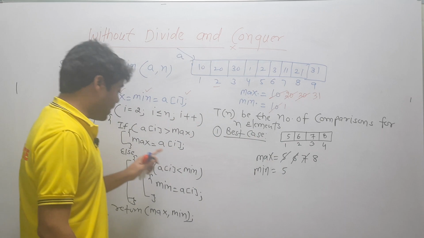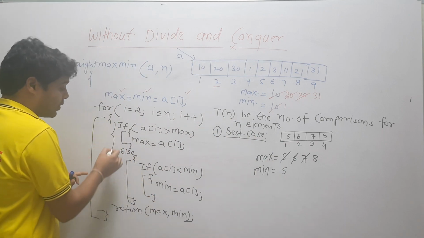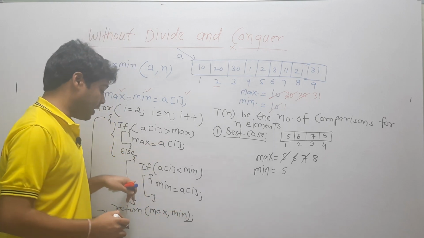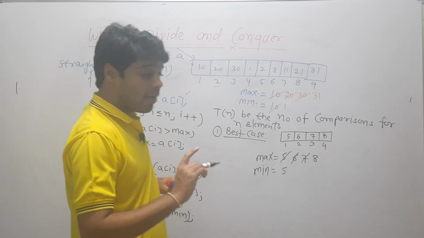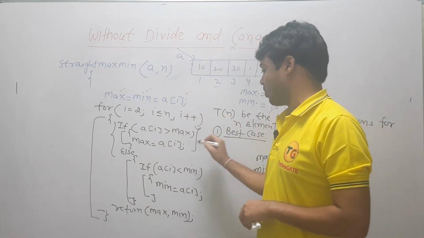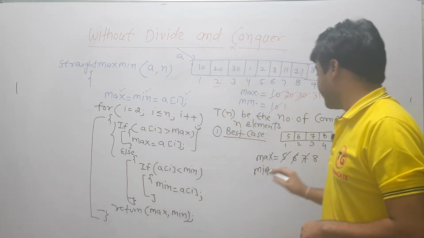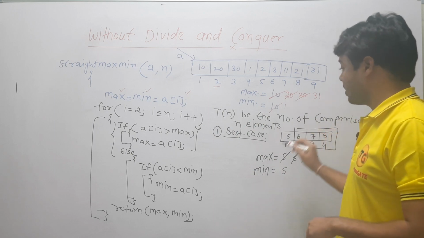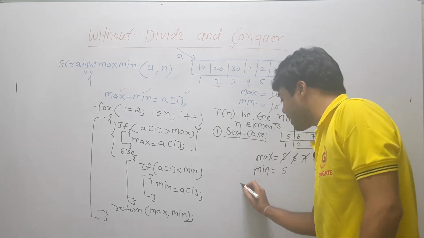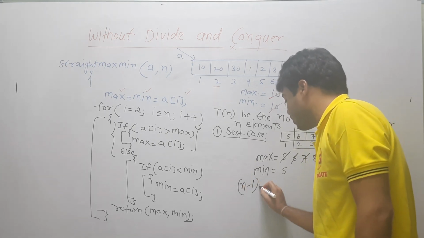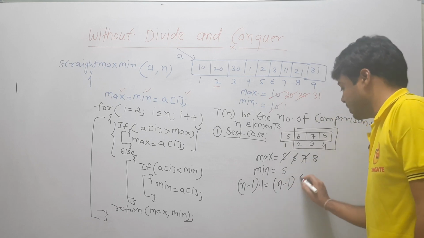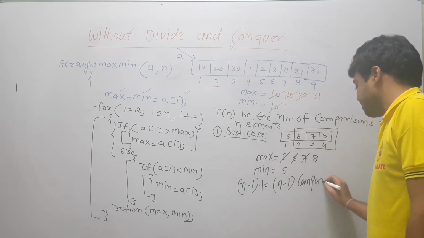So only this part will execute. Only one comparison is there, not the second comparison here. So for every element, how many comparisons? Only one comparison. So how many elements here? There are n minus 1 elements. So in the best case, for every element there is one comparison. So n minus 1 into 1. So how many comparisons in the best case? n minus 1 comparisons in the best case.